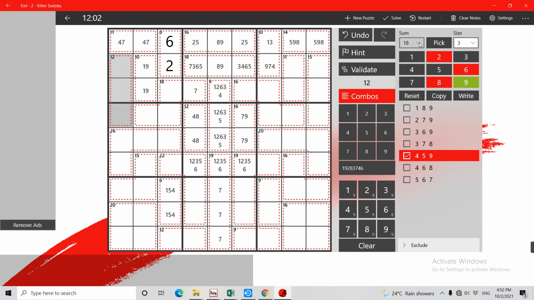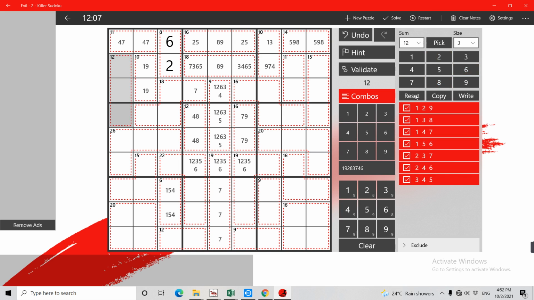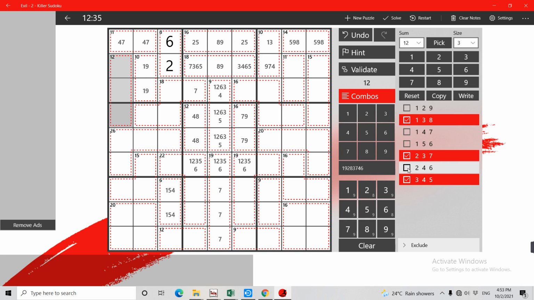And with that, let's take a look at this 12, size of 3. Let's do a reset. We will look for the ones which are in pair. So 1 and 2, anything which has 1 and 2, anything which has 1 and 4, anything which has 1 and 6, anything which has 1 and 7, nothing. Okay, then we will look for anything which is 2 and 4, anything which is 2 and 6, anything which is 2 and 7.